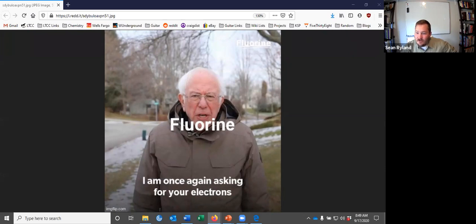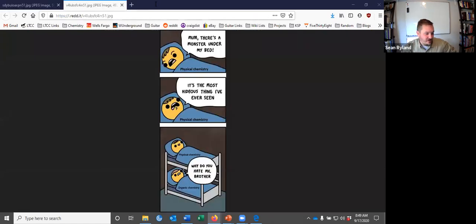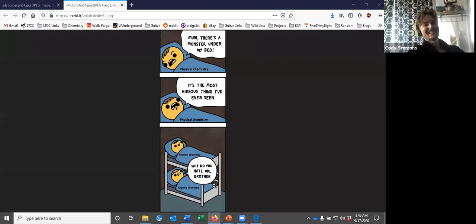Then if you're interested in how chemists view other branches of chemistry, I saw this one the other day. Physical chemistry: Mom, there's a monster under my bed. It's the most hideous thing I've ever seen. But he's in the top bunk bed with organic chemistry. That's pretty funny.